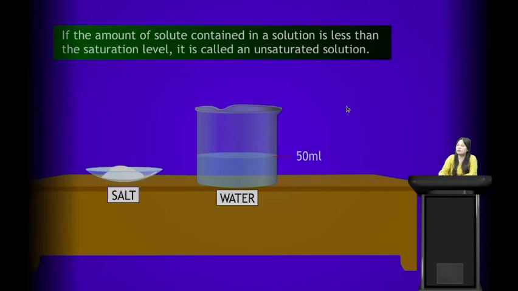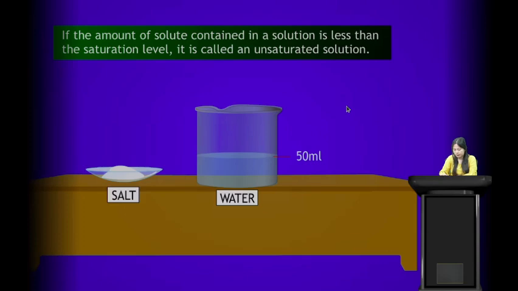So if the amount of solute contained in a solution is less than the saturation level, it is called an unsaturated solution. Okay, so in this solution we know that more amount of salt can be dissolved, because it has not reached the saturation level. So this solution is known as unsaturated solution.